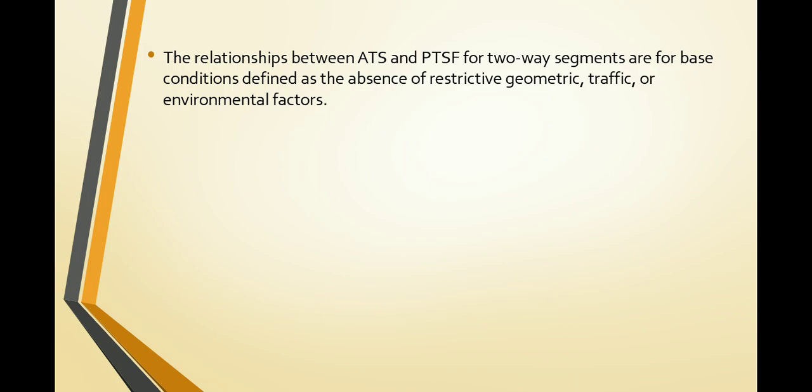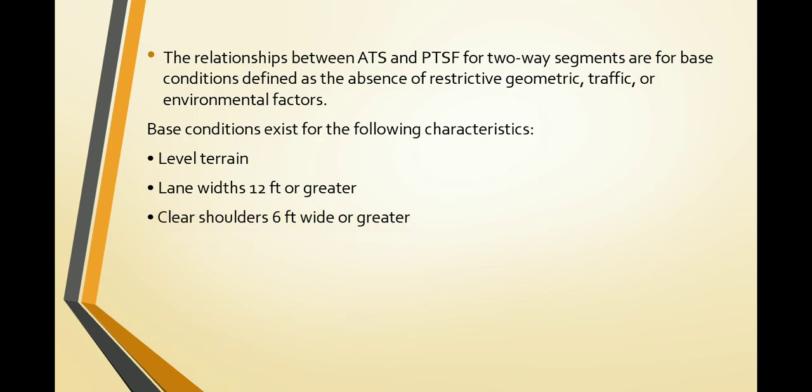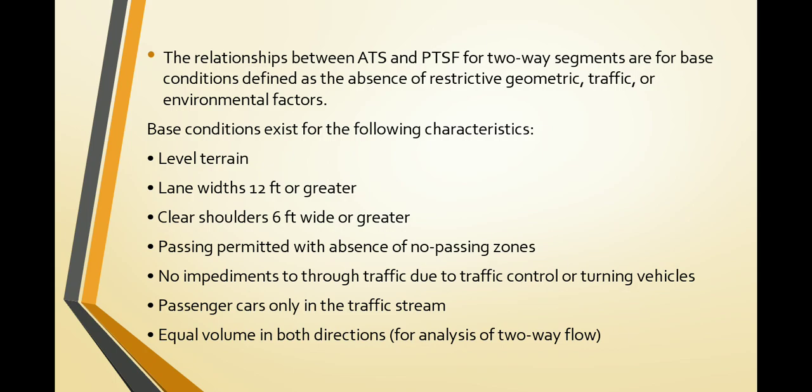The relationship between ATS and PTSF for two-way segments is for base conditions, defined as the absence of restrictive geometric, traffic, or environmental factors. Base conditions exist for the following characteristics: level terrain, lane width 12 feet or greater, clear shoulders 6 feet wide or greater, passing permitted with absence of no-passing zones, no impediments to through traffic due to traffic control or turning vehicles, passenger cars only in the traffic stream, and equal volume in both directions for analysis of two-way.